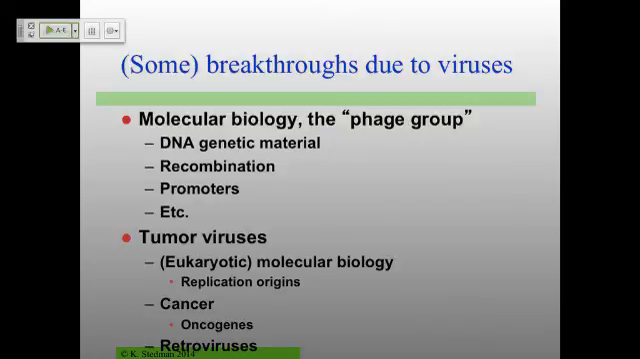But it's great because they're relatively simple, and you can understand what's going on with the virus, and then it turns out you can apply that back to the host cell. Eukaryotic molecular biology, a lot of tumor viruses were used for this. Turns out most cancer is, in fact, not caused by viral infection, but a few cancers are. Papillomavirus is probably the best example of those. But here, again, understanding the process of how cancer works, oncogenes were discovered through the study of tumor viruses.